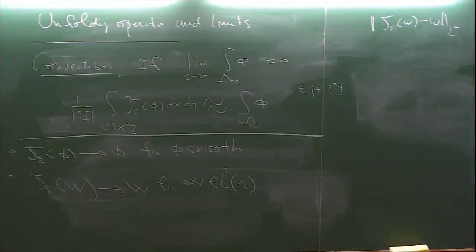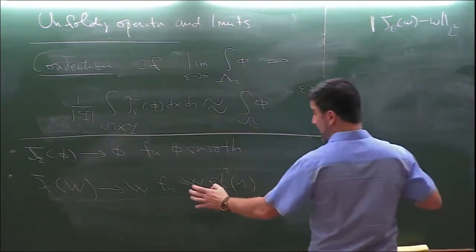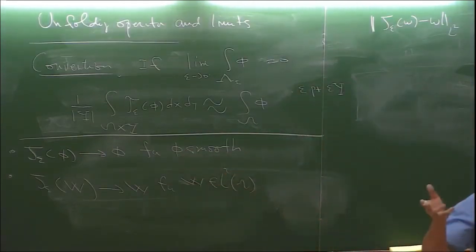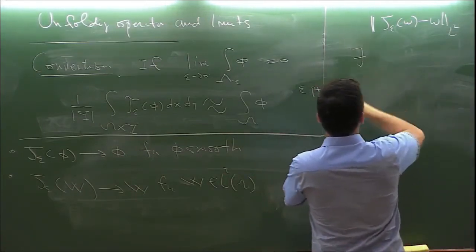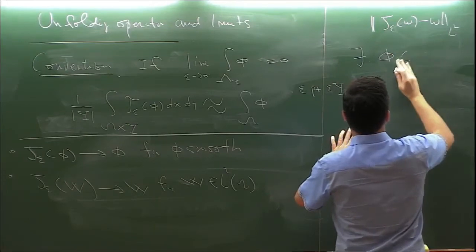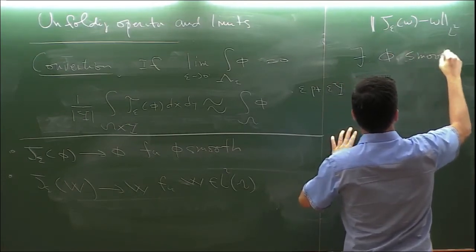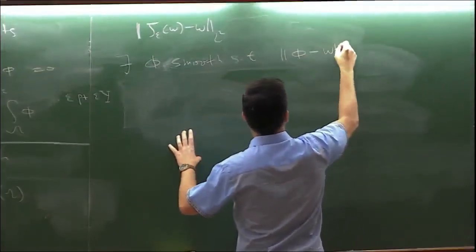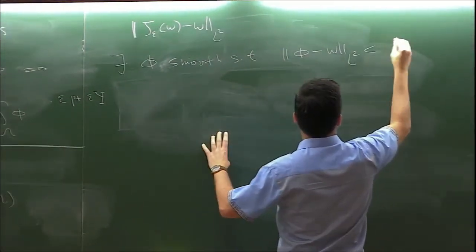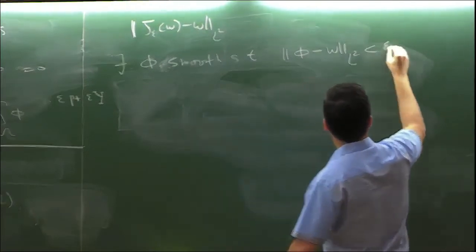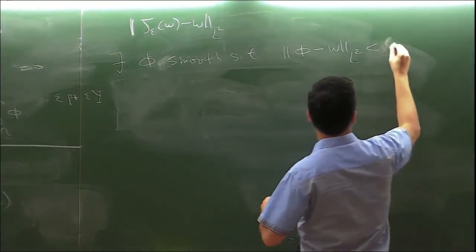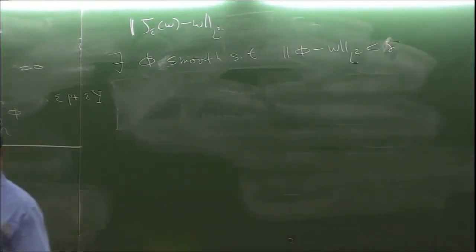Now I'm using the fact that I can approximate L2 functions by smooth functions. I told you exactly why; it's similar to Fourier series in concept, okay? So there exists phi smooth such that the norm of phi minus W in L2 is less than some epsilon, for epsilon as small as possible. Well, let's avoid the epsilon. Let's put a delta, for delta as small as possible.